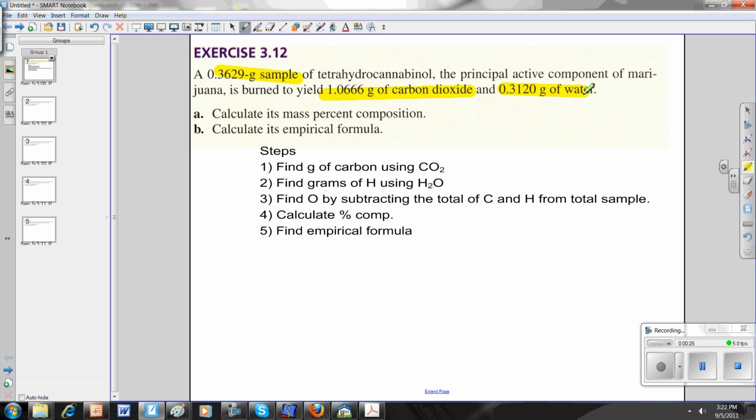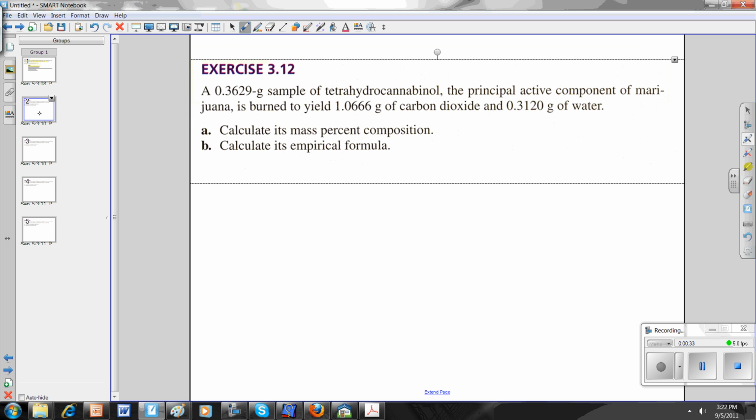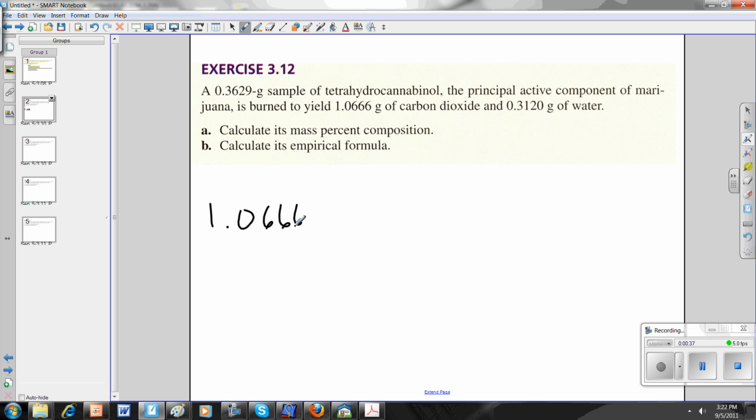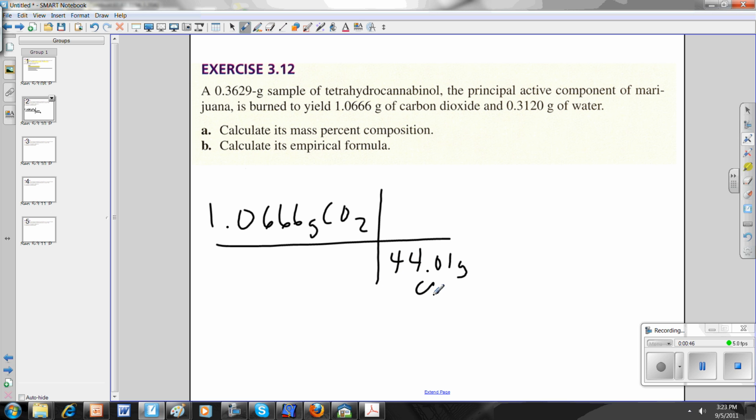So the first step is you have to find the amount of carbon, grams of carbon, using CO2. So what we're going to do is we're going to take 1.0666 grams of carbon dioxide. We're going to put it into a grid. We're going to use molar mass as the first thing: 44.01 grams of carbon dioxide is equal to 1 mole of carbon dioxide.